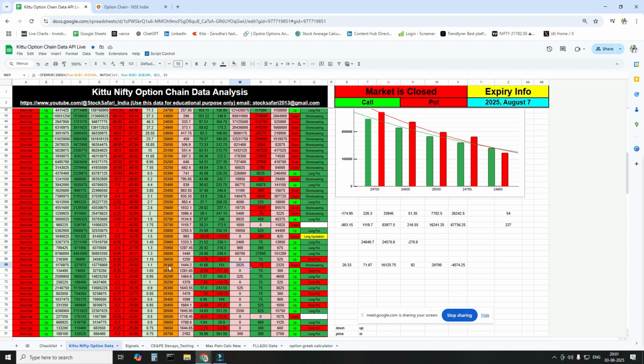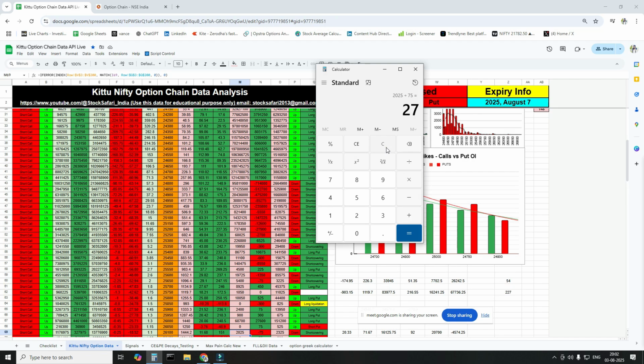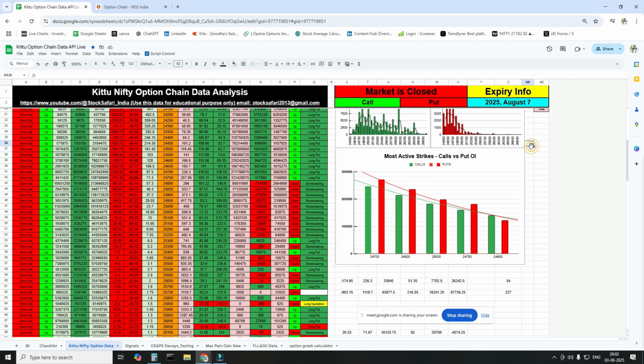If you see 26,100, these are low liquidity areas that we can identify by looking at the option itself. 2025 divided by 75 means only 27 lots are trading in this particular strike price. 27 lots is a very small quantity. But let us see what is happening in the at-the-money area.